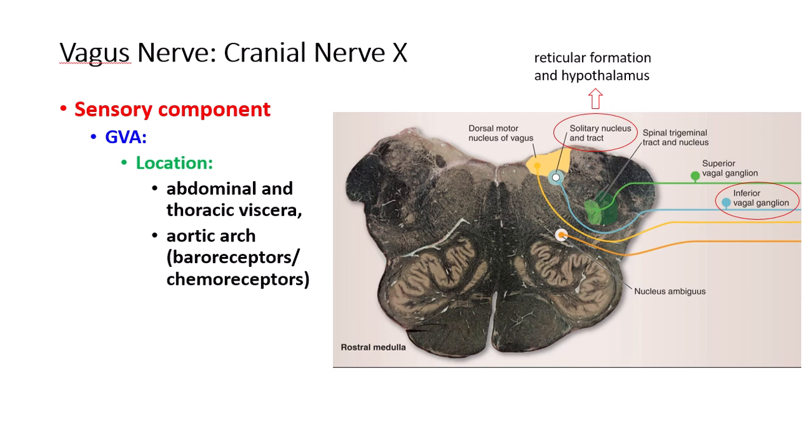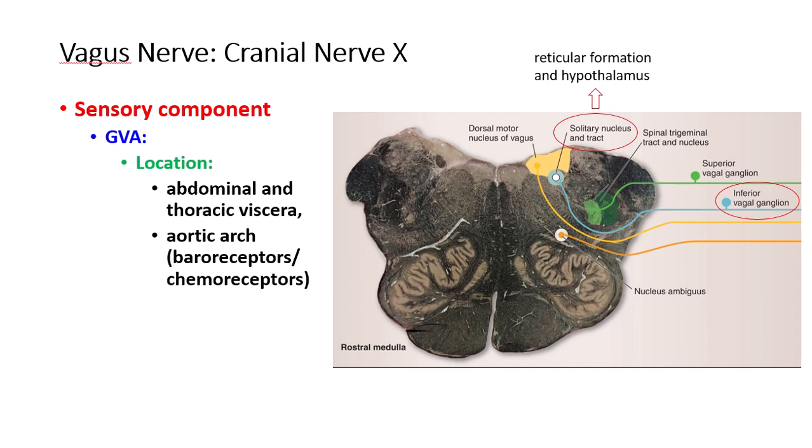General visceral afferent. So this is from the organs. There are two different areas: the thoracic organs and the abdominal organs, and the sensory receptors are coming from there. The cell body is located in the inferior vagal ganglion, and from there it goes to the solitary nucleus, which is located in the medulla oblongata. Because it is visceral, that goes to the reticular formation, which is in the brainstem, and then it goes to the hypothalamus.